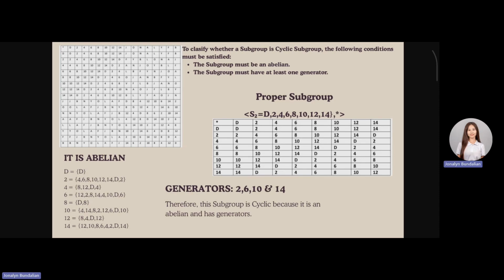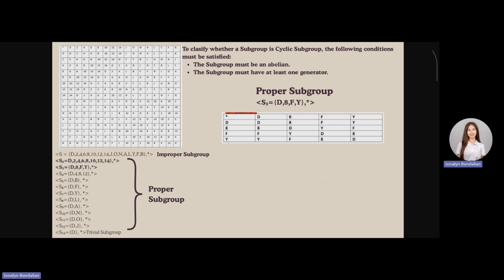So the generators are 2, 6, 10, and 14. Therefore, this subgroup is cyclic because it is abelian and has a generator. Next, for the proper subgroup, S sub 3 is equal to D, 8, F, and Y.